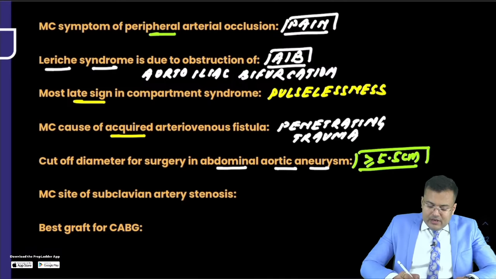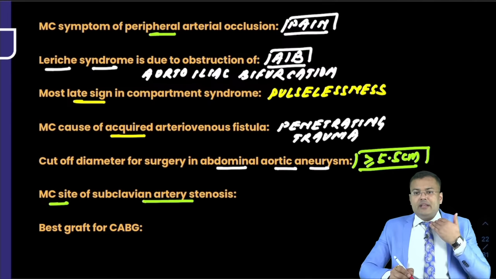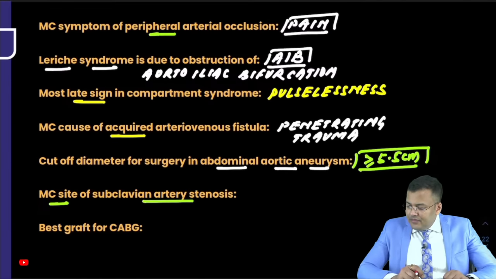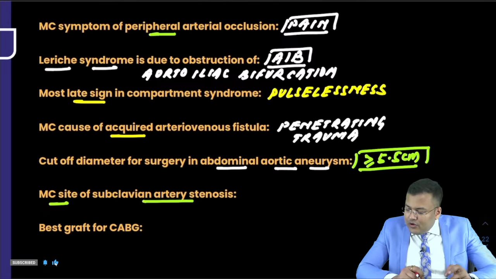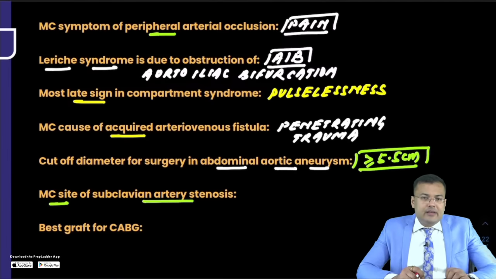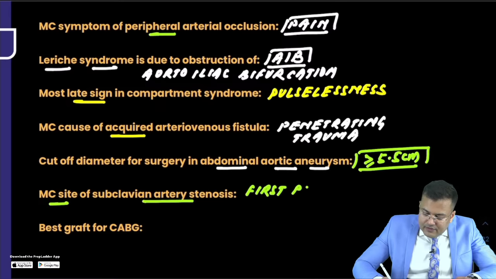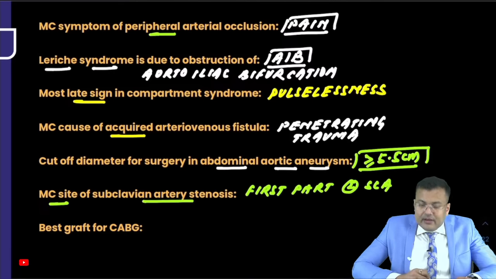Very good. Now tell me, most common site of subclavian artery stenosis. What is the most common site? Yes, it is the first part of the left subclavian artery. So which part? The first part, of the left subclavian artery. Clear, guys?